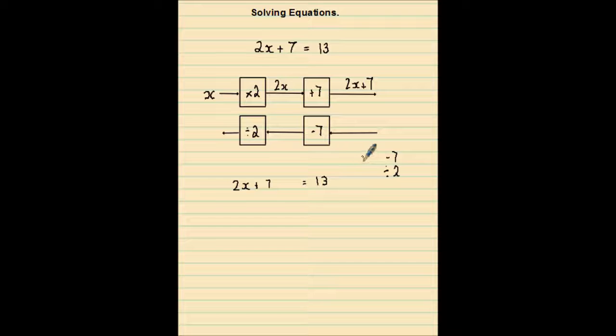Now we've done this in another video, but I'll just do it here to reiterate how this works. So the function machine tells us we need to subtract 7. So I'll subtract 7 from both sides, and then I'll simplify. Then the function machine says divide by 2. So I'll divide both sides by 2, and then simplify. And finally I have my answer.